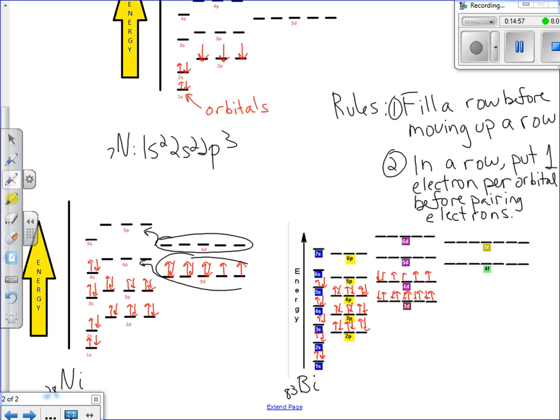This is getting boring. 44, 45, 46, 47, 48. Poof! 49, 50, 51, 52, 53, 54, 55, 56. Who's next? The f's. 57, 58, 59, 60, 61, 62, 63, 64, 65, 66, 67, 68, 69, 70. My gosh. Now the 5d's. 71, 72, 73, 74, 75, 76, 77, 78, 79, 80. Next highest energy is 6p's. 81, 82, 83. We're done.